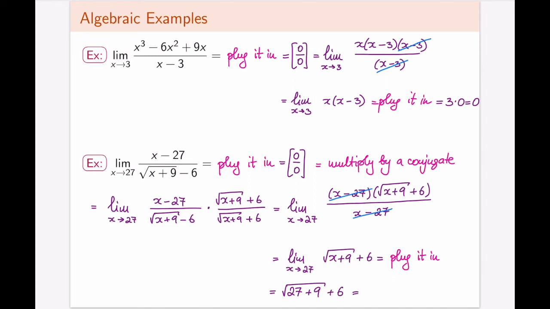Be careful about these simplifications as well, because this square root doesn't mean the square root of 27 plus the square root of 9. So I have to add these two terms together first and then take the square root. 27 plus 9 is 36. The square root of 36 is 6. And then this 6 here plus this 6 over here is going to be overall the value of 12. So that means that my limit that I was calculating from the beginning is actually valued at 12.